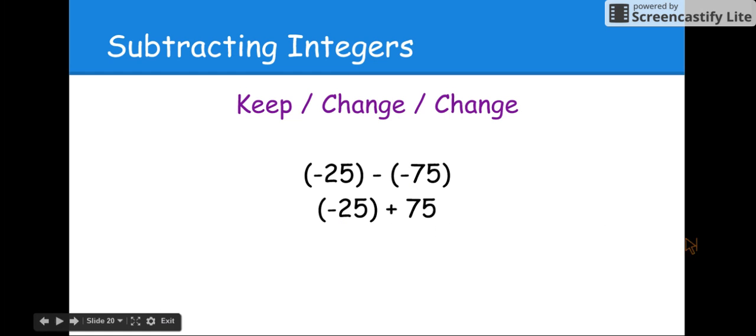So we're going to use those same rules again for adding integers. 75 minus 25 is 50. We found the difference of the two numbers. Now we're going to look at our absolute values. 75 has a greater absolute value, so our answer is positive 50.